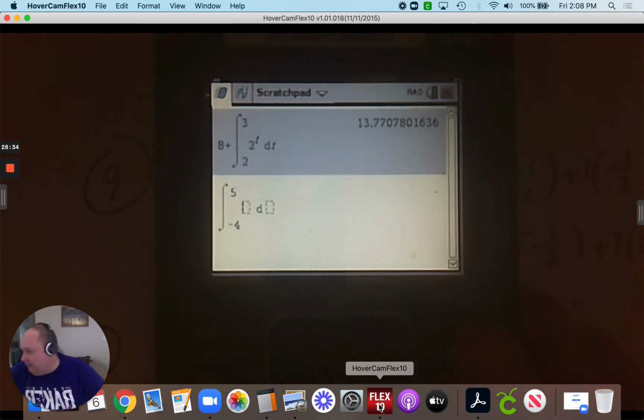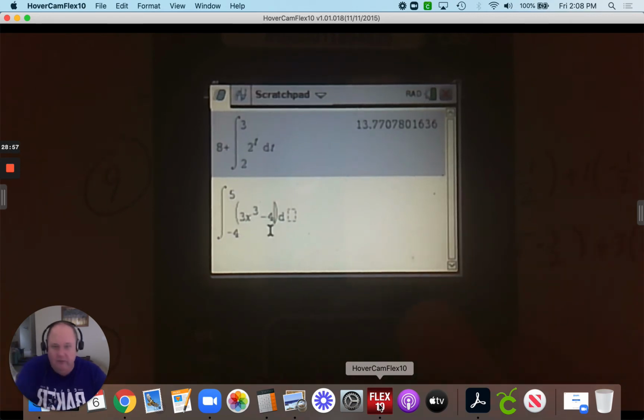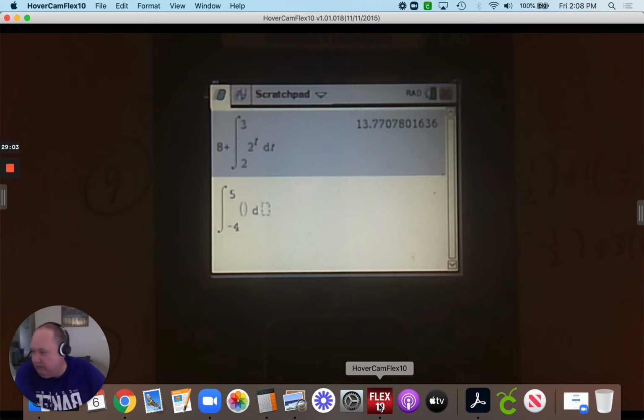And then what's the integrand? 3x cubed, subtract 4, and that is to the exponent. Oh, I should have started with parentheses. Let's try it again, because it's all being to the exponent 10, right?